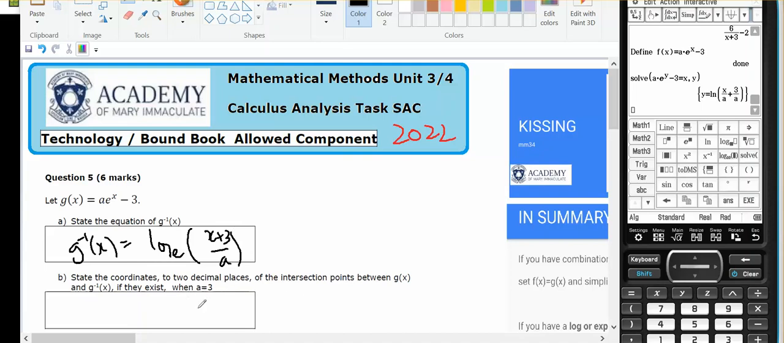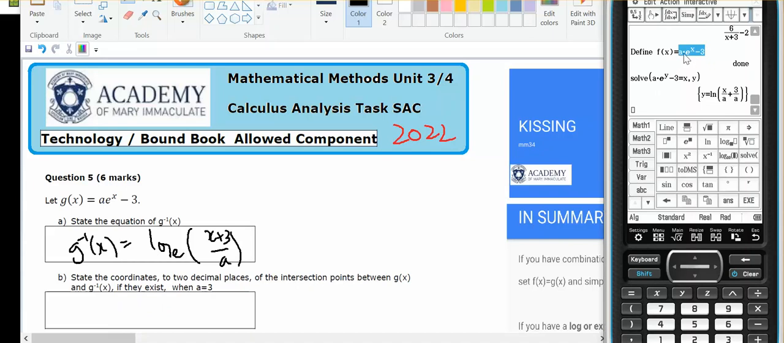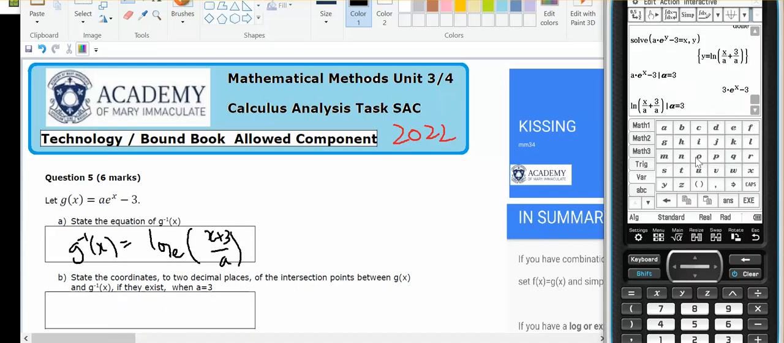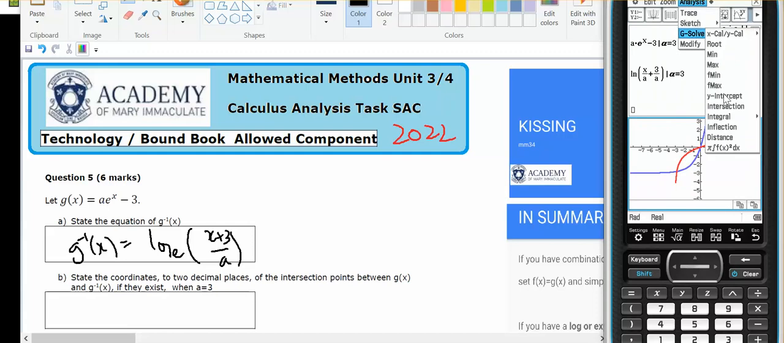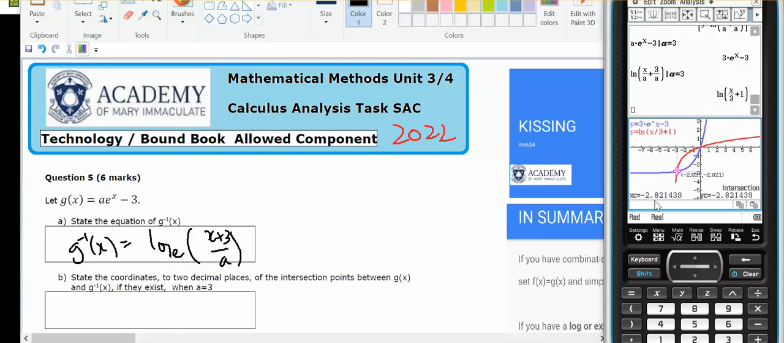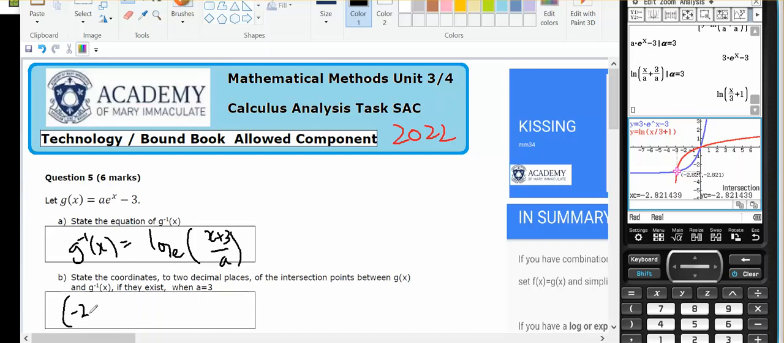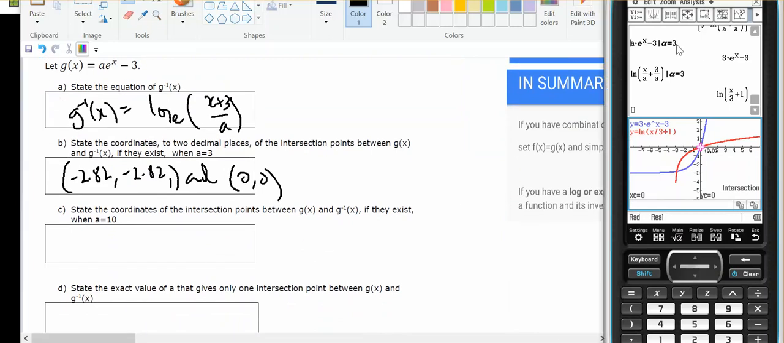Find the coordinates between g of x when a equals 3. Intersection points. Okay, so when a equals 3, and it's decimal places, so that's there, that's there. Analysis, G solve, intersection, I've got negative 2.82, and the second one looks like 0, 0, and it is. Find it when it's equal to 10. So when that's equal to 10, they're unknown.